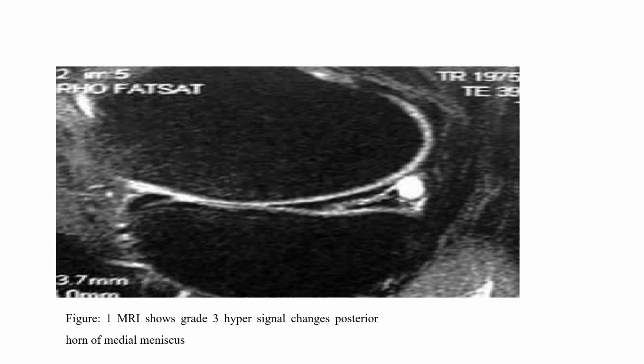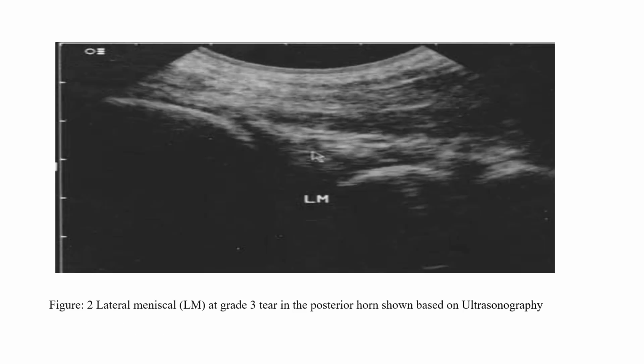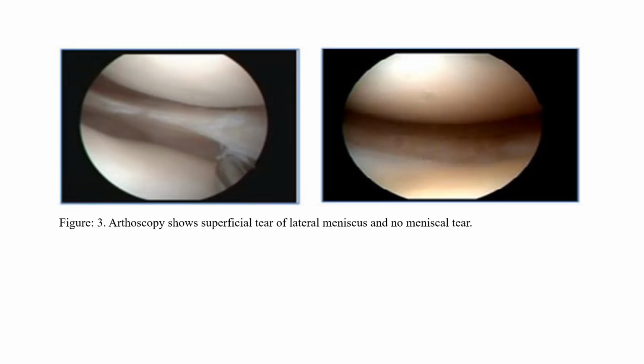This MRI shows a grade 3 hyperintense signal in the posterior horn of the medial meniscus, suggestive of tear. Here we can see the lateral meniscus with a grade 3 tear in the posterior horn based on ultrasonography. Here arthroscopy images show superficial tears of the lateral meniscus, and on the right hand side we can see a lesion, no meniscal tear.